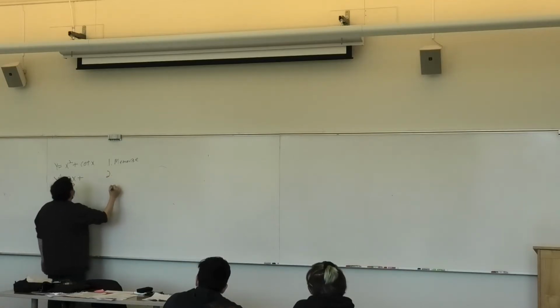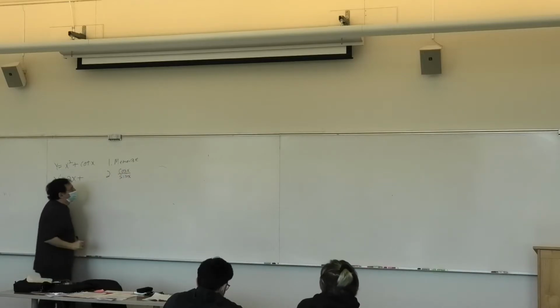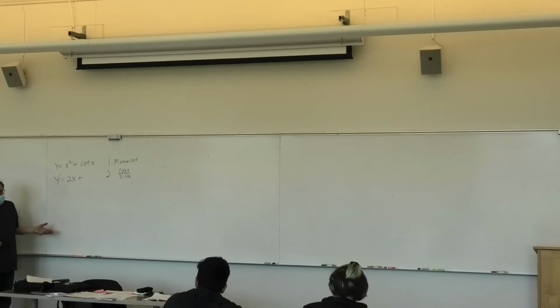Two, well, I hope you know what cotangent is. Cosine of x over sine of x. Use the quotient rule, just like I did with tangents.